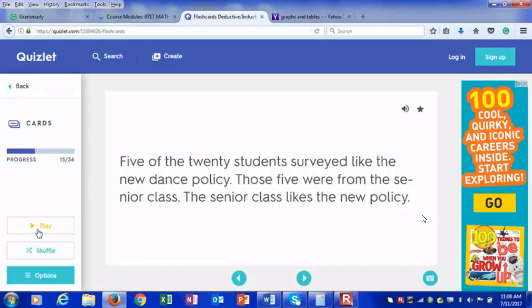I believe that there's a pattern going on with these five students. And could it be possible that if another five students from the senior class were surveyed, they would like the new policy as well? So I believe this is inductive reasoning based on those five students from the senior class, and the senior class likes the new policy.